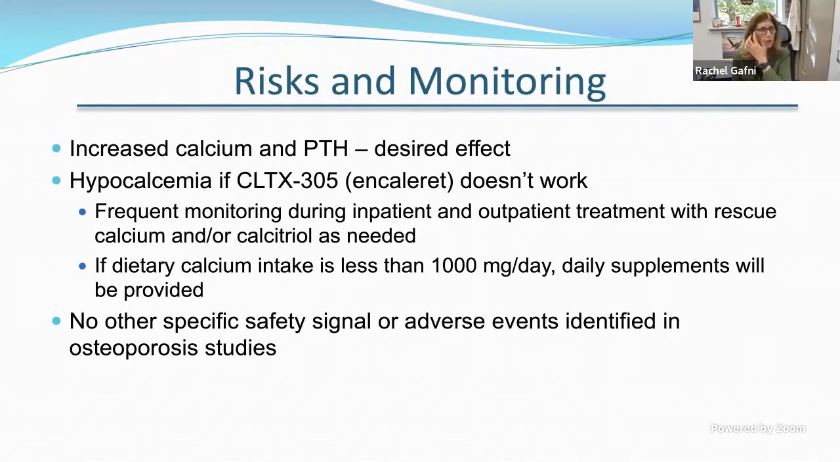So what are the risks? Well, the risk of this drug is increasing calcium and PTH levels, but that's what we want it to do. Of course, if the drug didn't work, patients could develop hypocalcemia. So we monitored patients very closely, and we also made sure that they were getting at least 1,000 milligrams per day of dietary calcium. But in the osteoporosis studies, there were no other specific safety signal or adverse events identified. So we really felt pretty reassured that this drug was going to be fairly safe.